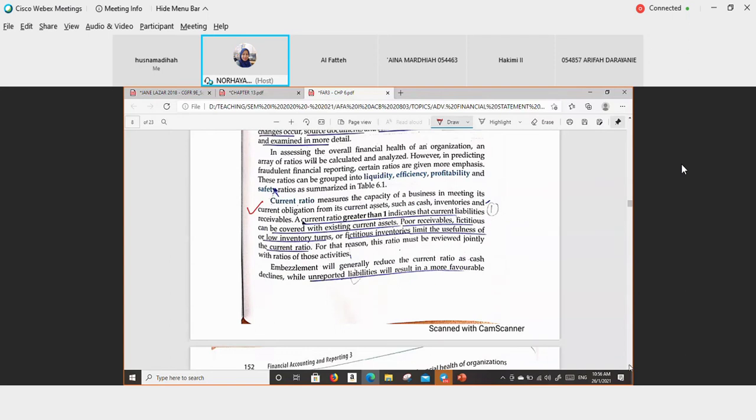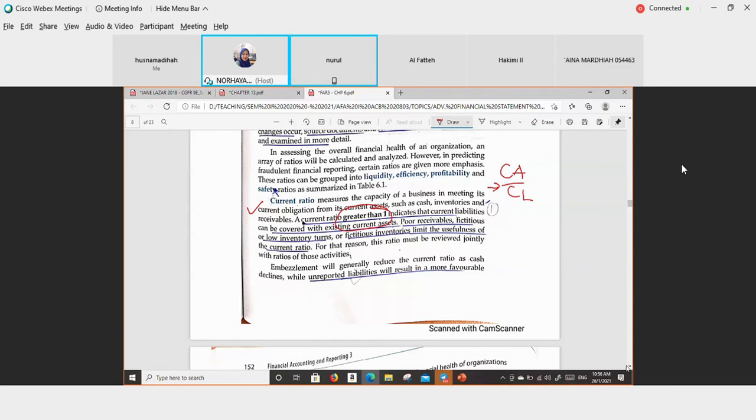Current ratio. Current asset divided by current liability, right? Betul tak? So kalau good ratio, dia mesti apa? Greater than 1, kan? Greater than 1 punya current ratio bermaksud apa dia?